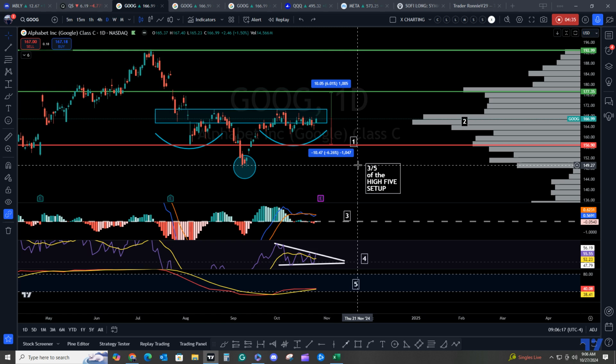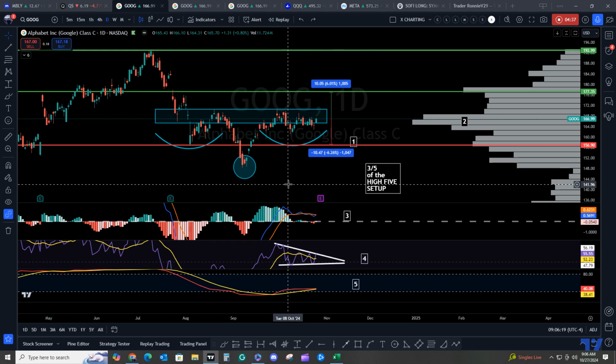A big thing to understand is that charting and all of this is all in probabilities. The more things you have going on your side with the probabilities, the more likely you are going to be right. You're not going to be right every time.